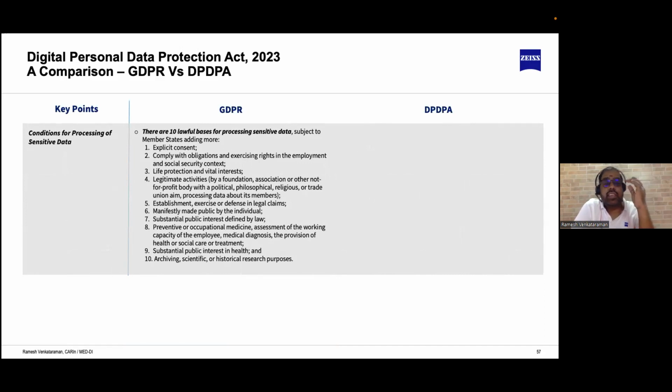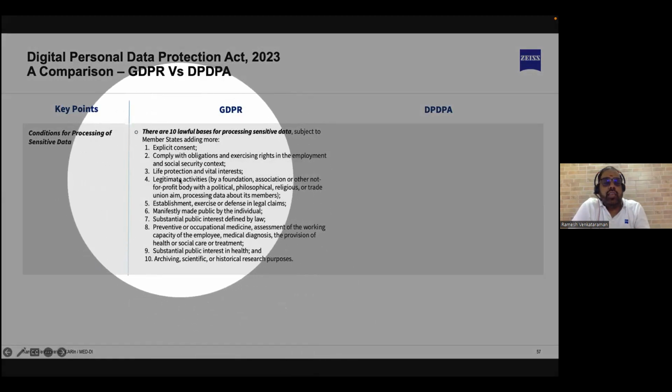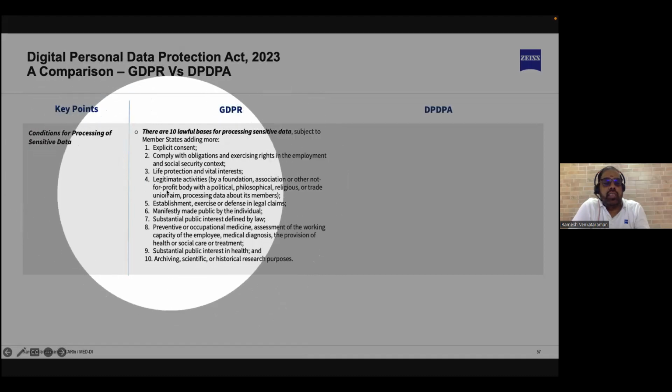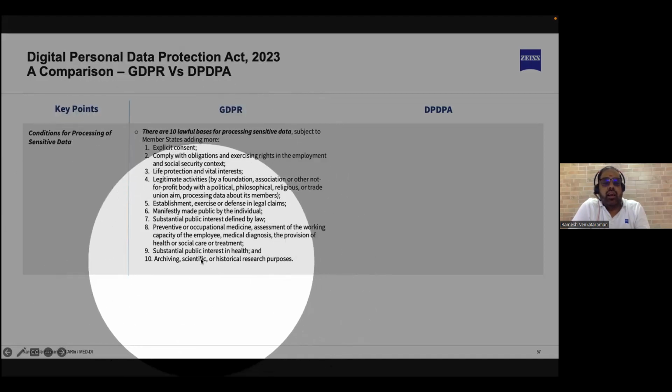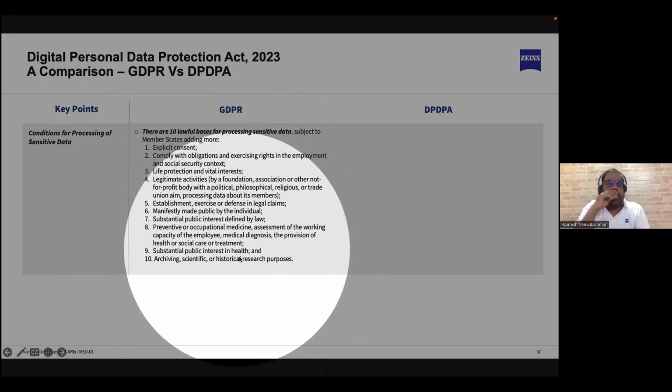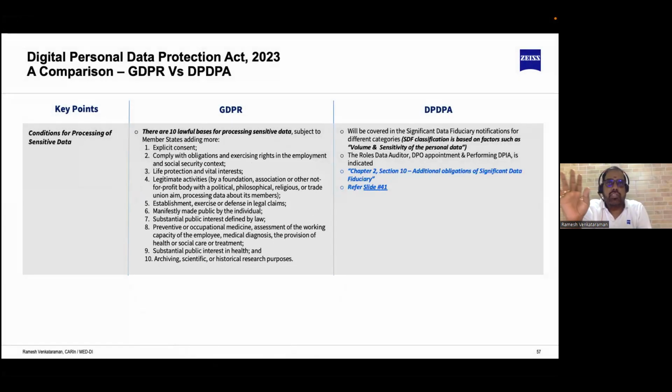Conditions for processing sensitive data: there are 10 particular lawful bases for handling sensitive data. Obviously, the first one from the GDPR perspective is explicit consent, and otherwise you have different categories, whether it is for life protection and vital interest, medical purpose, archiving, scientific or historical research purpose, or substantial public interest in health, like a COVID kind of situation we talked about. Here, as of now, there is no classification of sensitive data. However, as we discussed, the significant data fiduciary situation might bring this in.